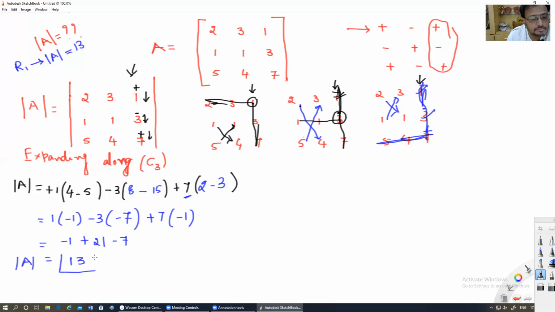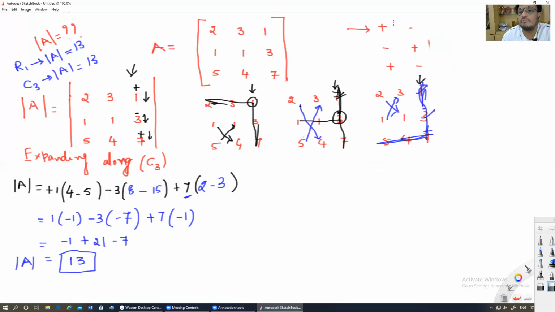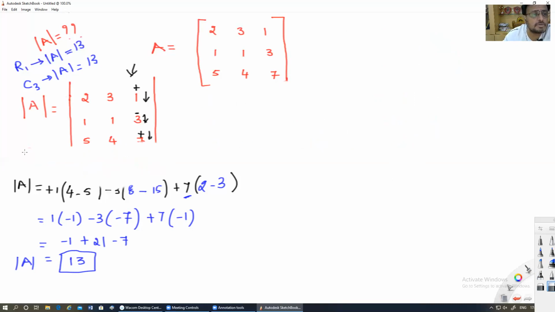See, same answer. Once again I'll write here: if I take column 3, if I expand column 3, determinant of A again I got as 13 only. So like this, if you interchange, if you expand, I'll show you one more example of how rows and columns can be used. Now see, if at all you want, you can take one more row or column. We'll see whether it is confirmed. Once again, same problem, same determinant I will take and check whether the determinant remains the same or not.